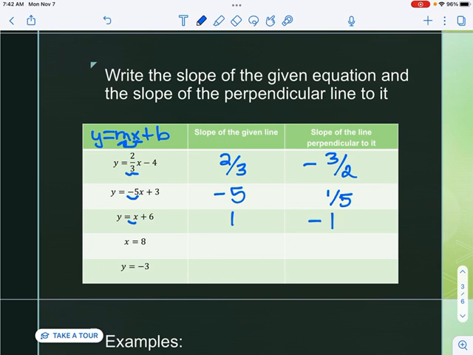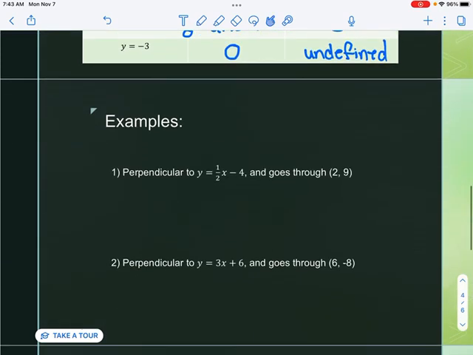Then let's talk the special ones. So x equals 8. Remember, that's a vertical line. My slope is undefined. So perpendicular to that, my slope is going to be 0. Because remember, in order to get an undefined slope, you have some number over 0. So when I flip it, the 0 now becomes the numerator, which makes the slope 0. Y equals -3 starts off as a horizontal line. My slope is 0, so now when we flip it, it is going to become undefined.